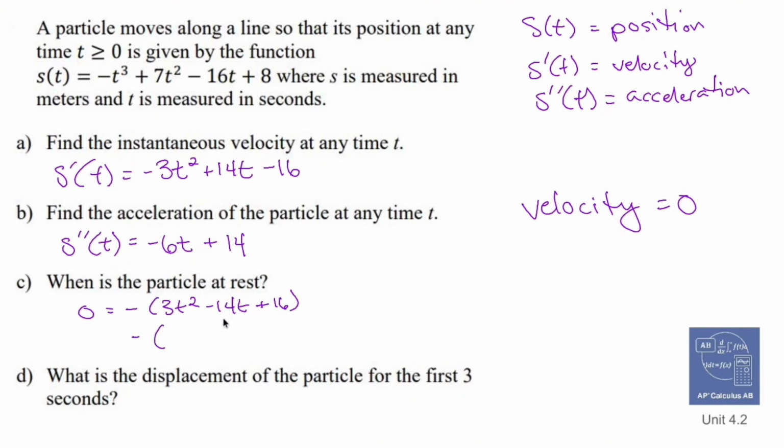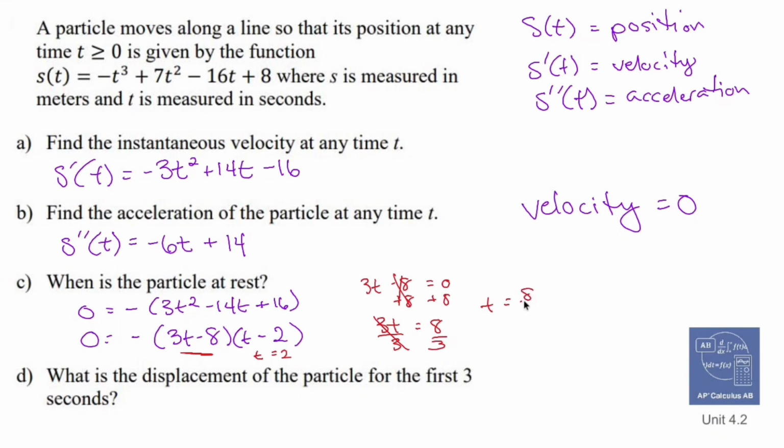Let me see. One of them's got to be 3t minus 8, minus 2. 3t squared minus 6t minus... yeah, that'll work. Oh, how about that? Okay, so that equals 0. What I need to do is, I have two factors here. The obvious factor is going to be t equals 0, so that's good news. The other one I'm going to set equal to 0 and solve, so 3t minus 8 equals 0, adding 8 to both sides, 3t equals 8, divide by 3, t equals 8 over 3.